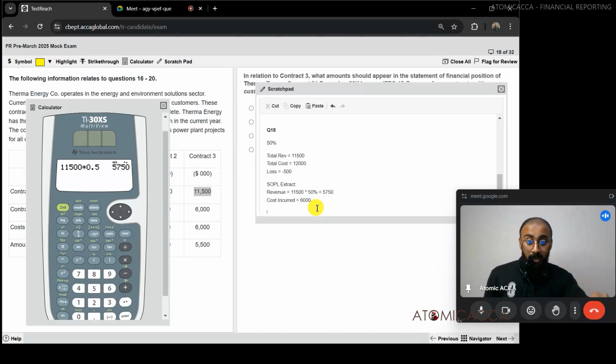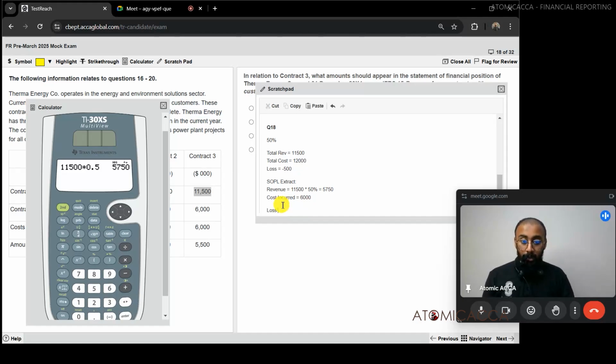But when it's a loss making contract, there's a specific criterion: you're not going to take the percentage of what is being completed, rather you have to take the whole loss and record it. So if the whole loss of minus 500 is recorded, 5750 minus 6,000 gives us only minus 250 loss. From minus 250, to reach minus 500, there needs to be an extra loss of 250. That extra loss of 250 will be part of the cost of sales. Cost incurred is also cost of sale.